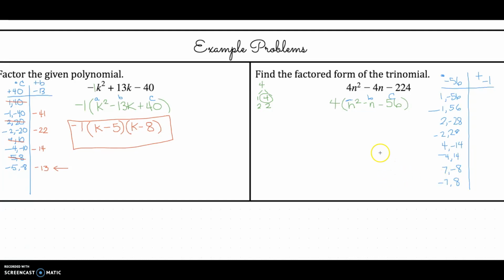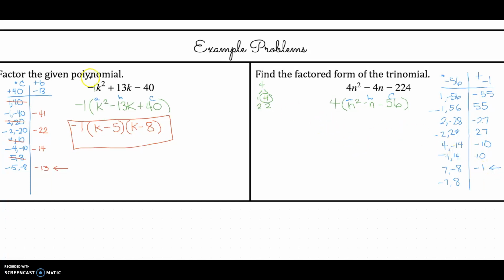So I'm going to go through and start adding all of my numbers. So 1 plus negative 56 gives me negative 55. Negative 1 plus 56 gives me 55. 2 plus negative 28 gives me negative 27. And negative 2 plus 28 gives me positive 27. 4 plus negative 14 gives me negative 10. And negative 4 plus 14 gives me positive 10. And 7 plus negative 8 gives me negative 1, which is what I was looking for. So this is the row that I care about.